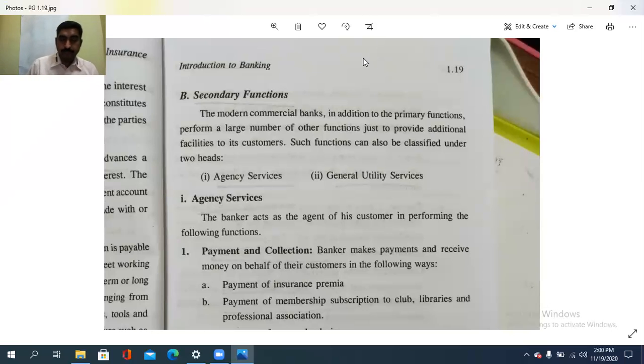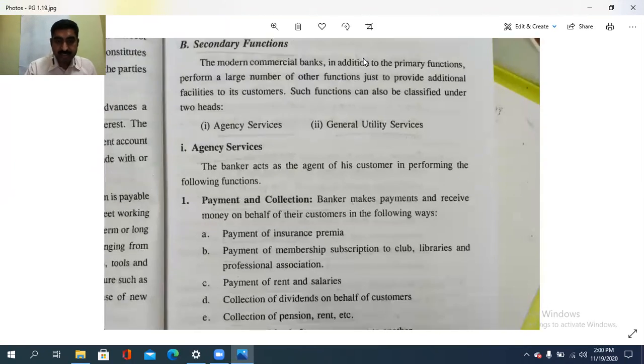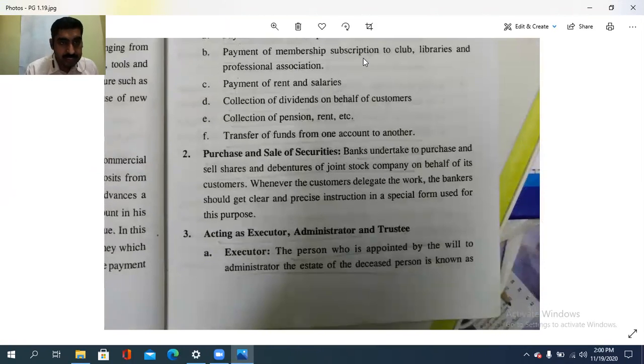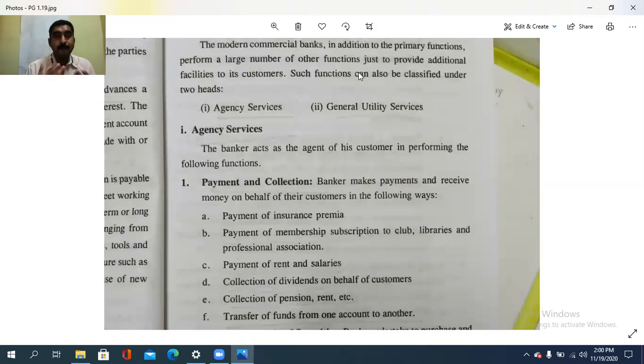Okay, so agency services, the banker can act as the agent of the customer in performing the following functions like payment and collection, then purchase and sale of security, acting as an executor, administrator, and trustee like that. So first of all, what is there? Payment and collection. What is it? Payment. Collection agents should be there for who? Such commercial banks. Collection agents are there. So that is payment and collection.